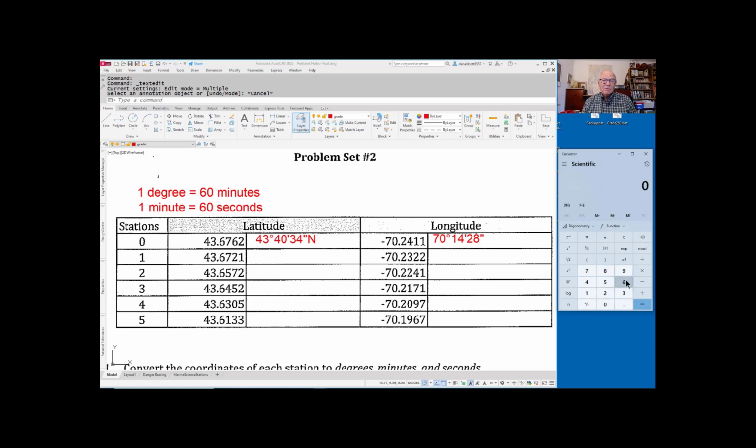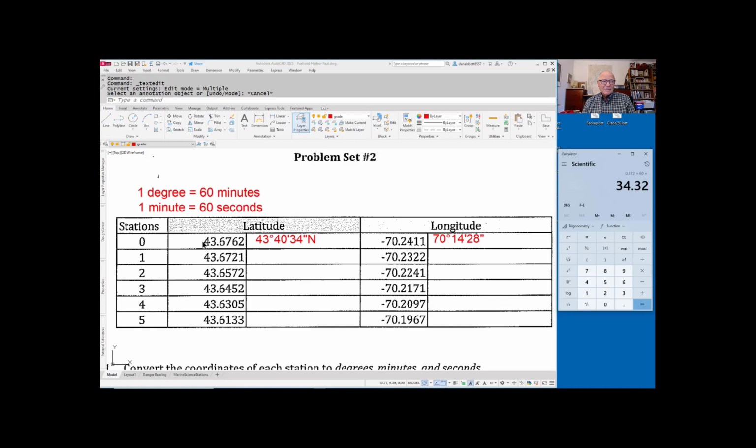We started off with 0.6762. We multiplied that times 60 minutes per degree. We subtracted the 40 after writing it down, ended up with 0.572, multiply that times 60, and we get 34 seconds, and then a decimal value as well. If the value after the decimal point is 5 or more, we're going to round that up to 35. If it's less than 5, we're going to round that down to 34, because you need a whole number for the seconds. So we're going to say 34. So you'd write that 43 degrees, 40 minutes, 34 seconds north.